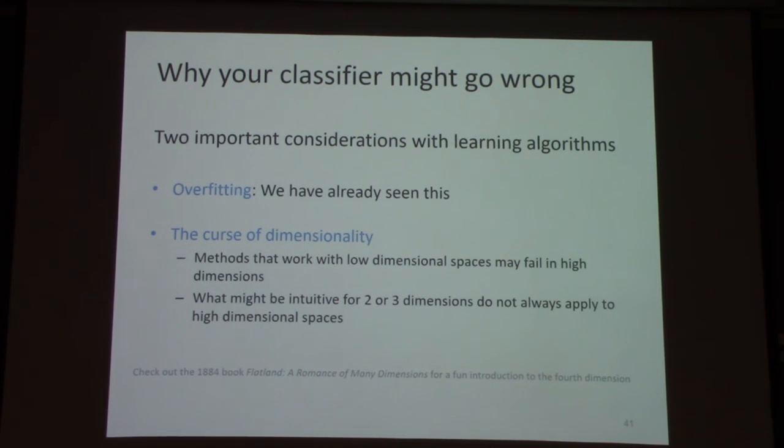What might be intuitively correct in 2-dimensional spaces might not make any mathematical sense when you go to high dimensional spaces. And we've been talking about high dimensional spaces a lot. If you want to get an intuitive grasp of what high dimensional spaces are, I recommend this cute little book called Flatland. It's actually from 1884. It's called A Romance of Multiple Dimensions. It's an interesting introduction to the idea of the fourth dimension.